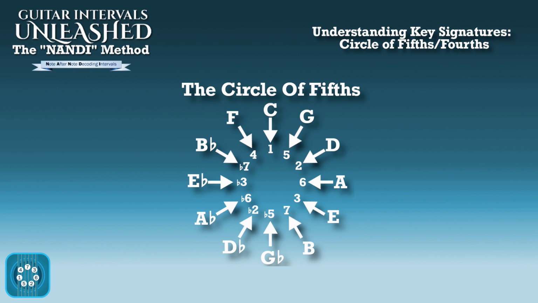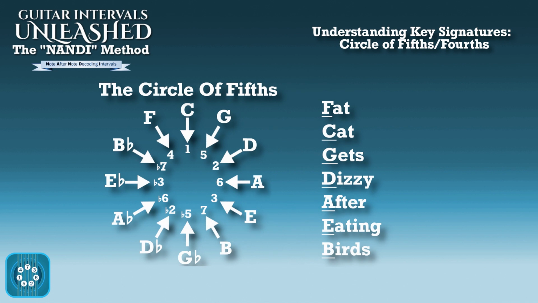An easy way to remember the order of the circle of fifths is to use the mnemonic "Fat cat gets dizzy after eating birds," which is all the natural notes, starting from F just to the left of C, going clockwise. It's also good to know that since the NANDI method primarily uses the circle of fourths, the circle of fourths and circle of fifths are mirror images of one another.